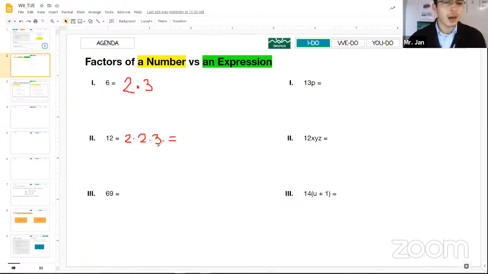Or sometimes there could be other factors of 12. For example, 4 times 3, right? Or 6 times 2. So there are 3 different ways you can rewrite 12: 2 times 2 times 3, or 4 times 3, or 6 times 2. All the numbers that you're multiplying with each other, we call those numbers factors of the given number. Okay, for the last one, it's 69, and that could be 3 times, let me think about what number that might be. It's 23, right? Am I right? 3 times 3 is 9, 2 times 3 is 6. Yes. So 3 and 23 are factors of 69.